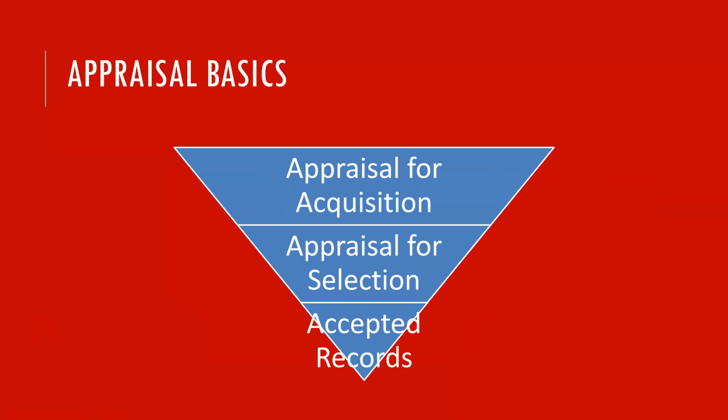In a lot of ways, appraisal can be broken down into a few different phases. So appraisal for acquisition, appraisal for selection, and finally the accepted record. Appraisal for acquisition is when you are identifying appropriate bodies of archival material to add to archival holdings. So you're saying, these are the records that we think match our archive's mission. These are the records that we think we want to appraise, and just having a basic list of records that may fit in well with your archive.